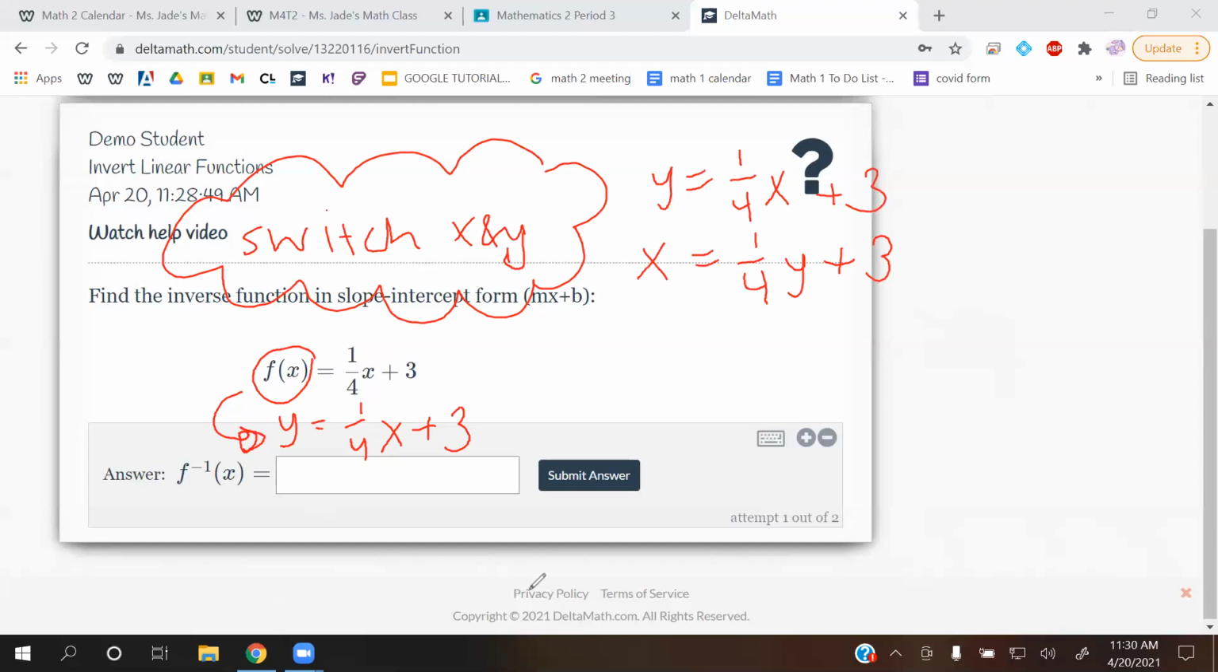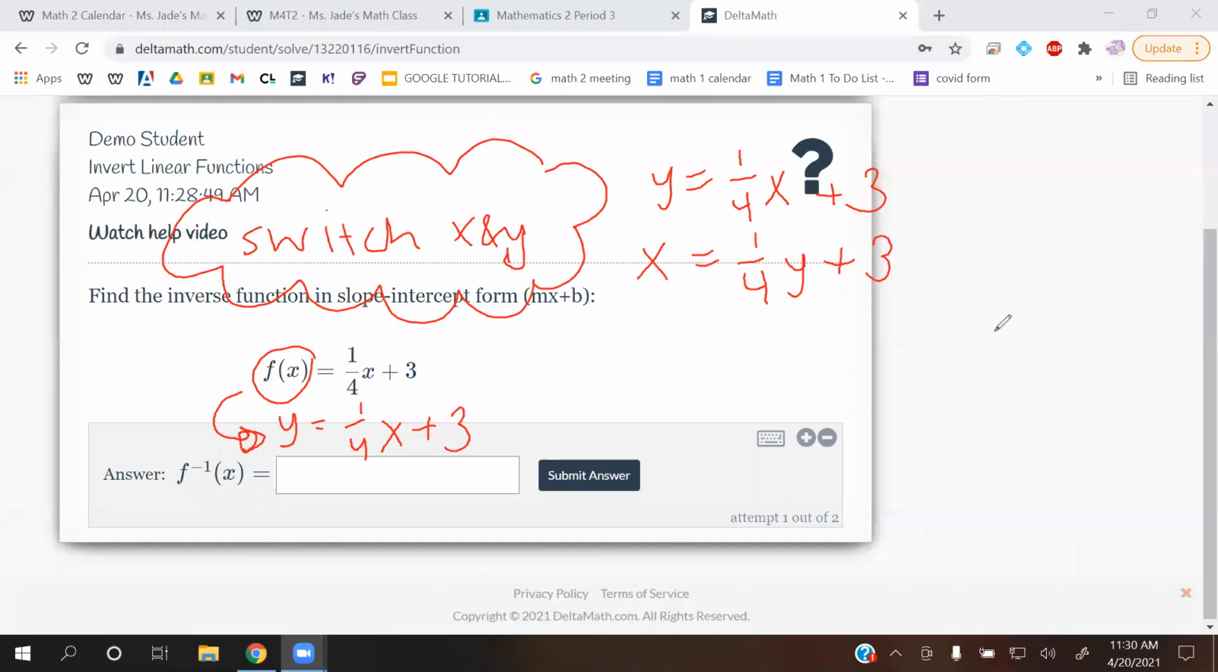So before I move on, are there any questions? Okay, so from here, all we need to do is rewrite this into slope intercept form. So that means we want y equals mx plus b, right? That's what it says, mx plus b. So get y by itself. To get y by itself, I'm going to subtract 3. I get x minus 3 is equal to 1/4 y. And 1/4 y, it's a fraction.